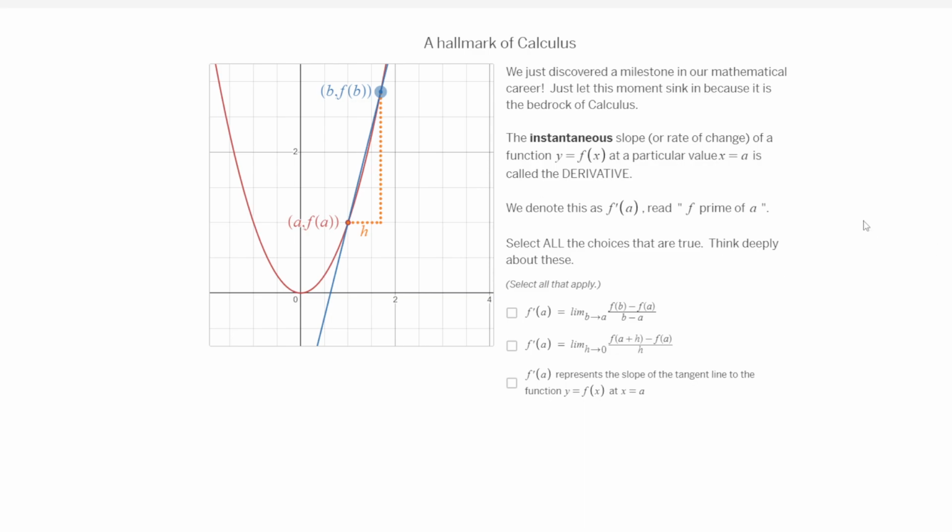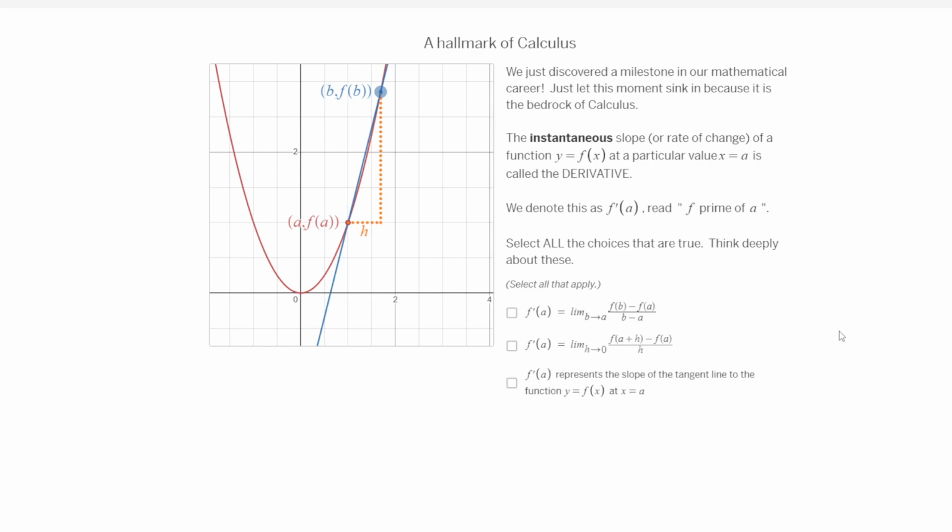Okay, so the notation for our derivative would be f prime of a. This says take the derivative of your function and evaluate it at a. Okay, and now we're going to discover these different notations for computing the derivative using a limit definition. So let's take a look at the very first option here. It says f prime of a is equal to the limit as b goes to a of this quotient f of b minus f of a divided by b minus a.